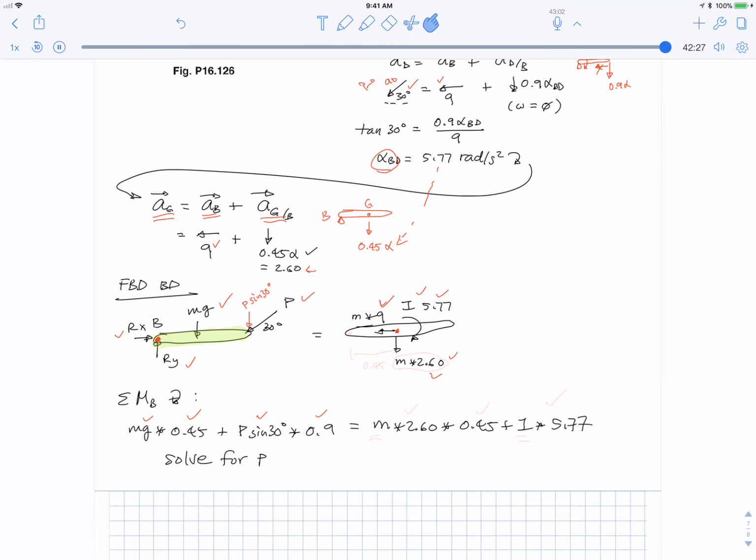And on the right-hand side, taking moments about the same point B, you have m times 2.6, this one right here. And its distance from there is 0.45 meters, so there's that times 0.45. The m times 9 points right through B, so that doesn't have a moment. And you have this I times 5.77. You can calculate what m is, or it's given. You can calculate I. You can solve this whole thing for P, and you'd be done.